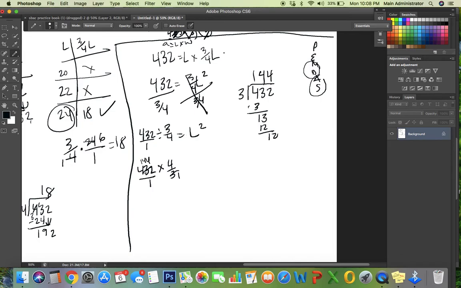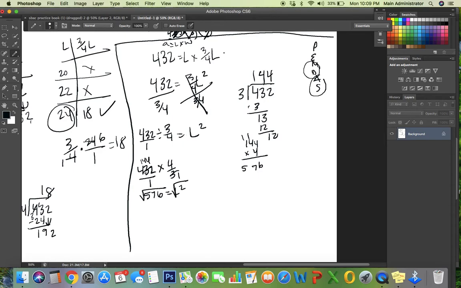And 144 times 4 equals 576. So I'm going to write that a little closer up. Give myself some room. This equals 576 equals L squared. I'm going to find the square root of L squared, the square root of 576.